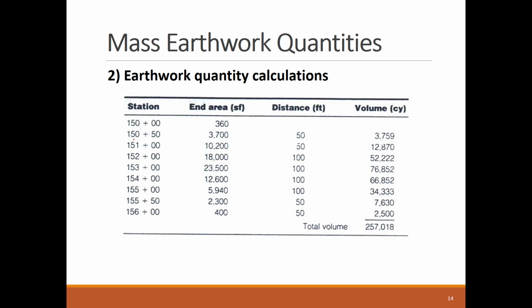The second station, 150 plus 50, has an end area of 3,700 square feet and is 50 feet away from its preceding end area section. As such, the volume between the first and the second station equals 3759 cubic yards, as shown in the sample calculation here. A similar calculation is performed for each pair of successive stations and end areas, and the total volume is calculated as 257,018 by adding up the volumes of all the segments.